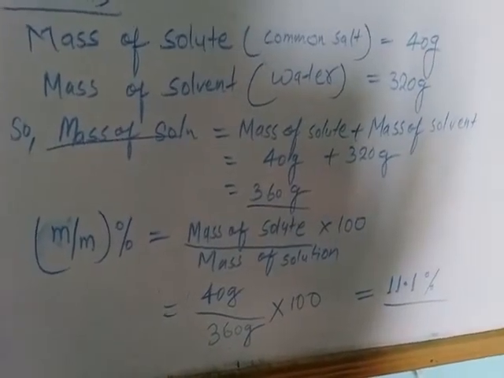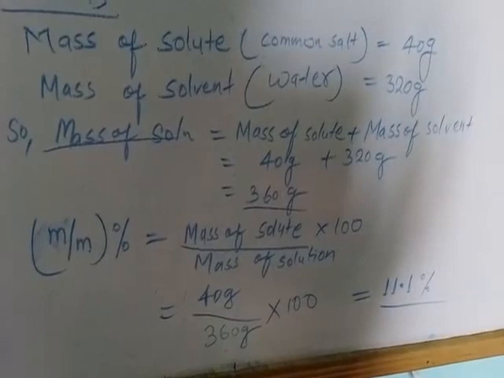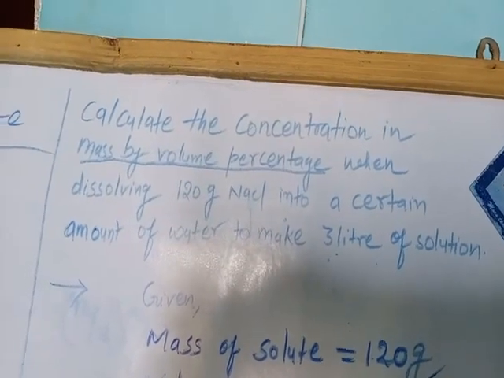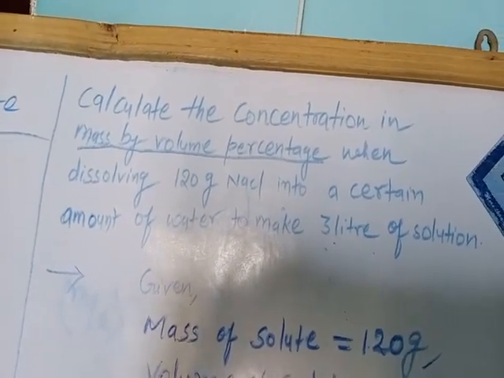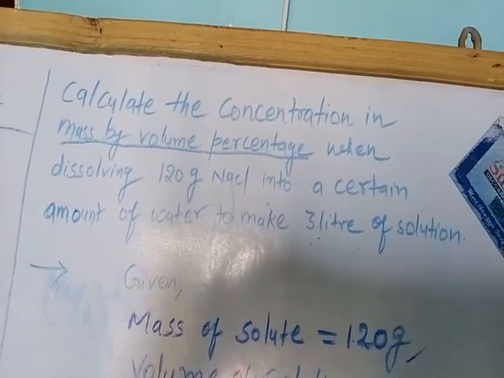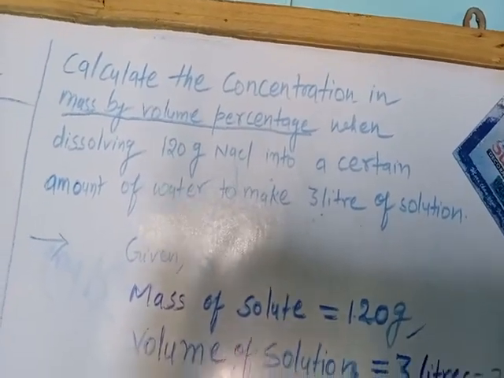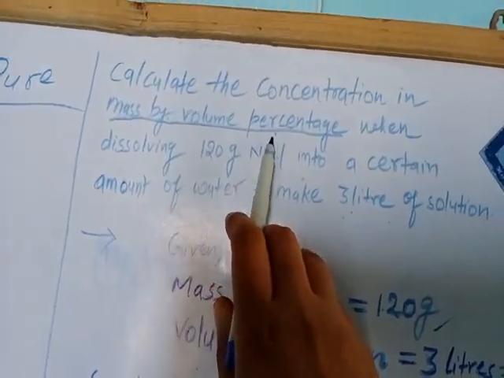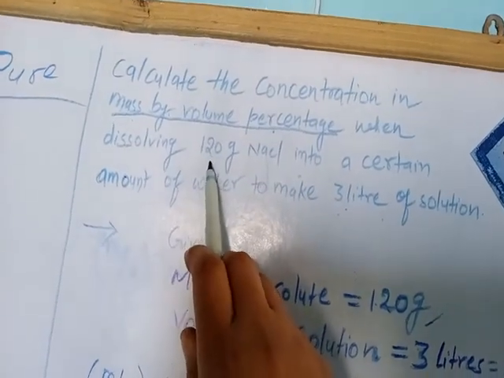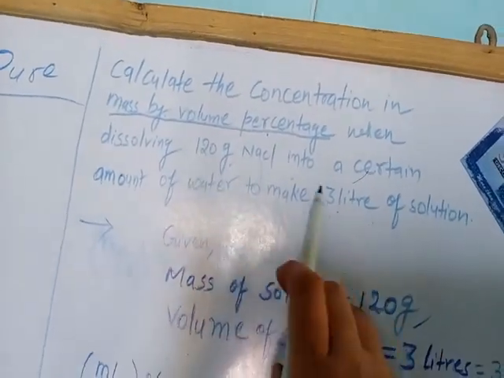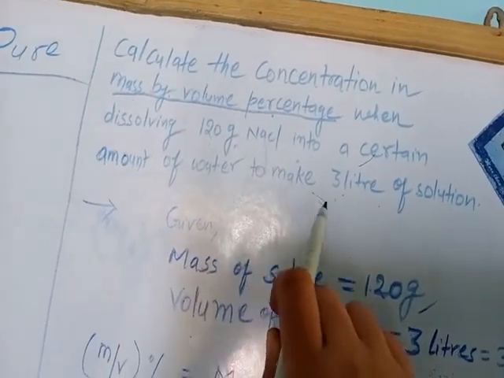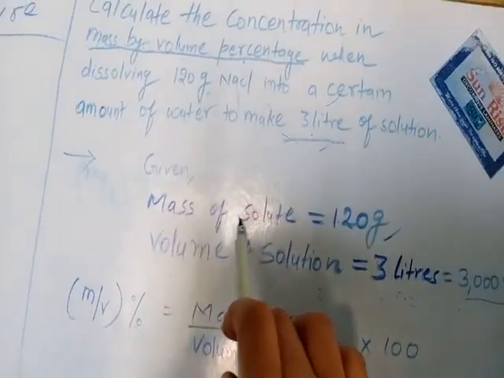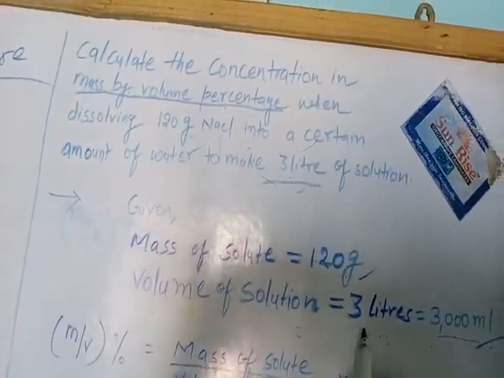One more example. Calculate the concentration in mass by volume percentage when dissolving 120 gram of sodium chloride, that is NaCl, into a certain amount of water to make 3 liters of the solution. So here we have to calculate the concentration of solution in terms of mass by volume percentage. So what is given in the question? The mass of solute is given, that is 120 gram, and what is the overall volume of the solution? It is 3 liters. So mass of solute is 120 gram and volume of the solution is 3 liters.